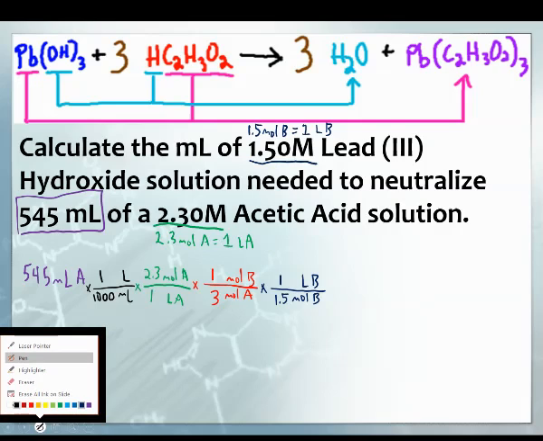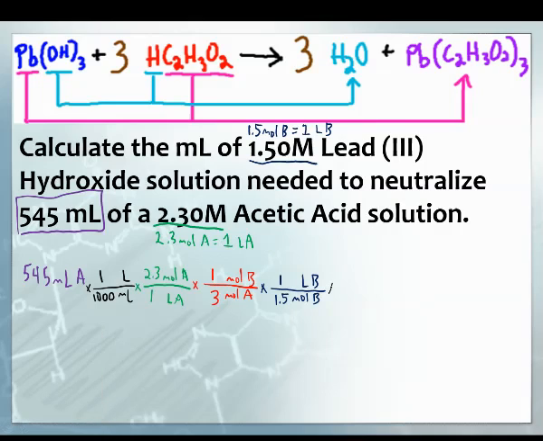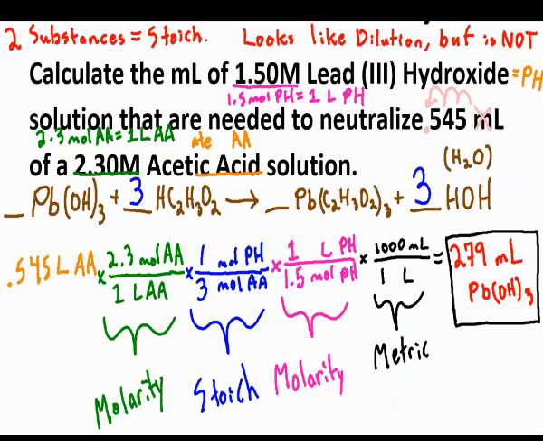We are then going to use metric because this wants it in milliliters. So we're going to times line. We're going to bring liters down, milliliters up top. There is 1,000 milliliters per liter. And there we go. Milliliters of acid to liters of acid to moles of base to liters of base to milliliters of base, which is what we want. And that gives us our answer here of 279 milliliters of the base that we had from the 545 milliliters of the acid.